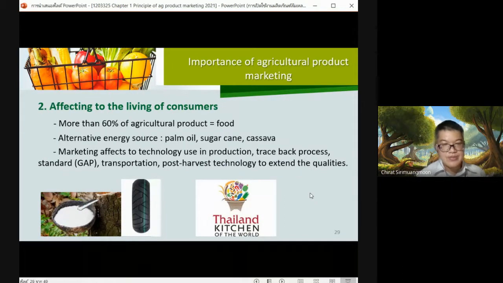Then, why is agricultural products marketing important? Because it affects the living of consumers.